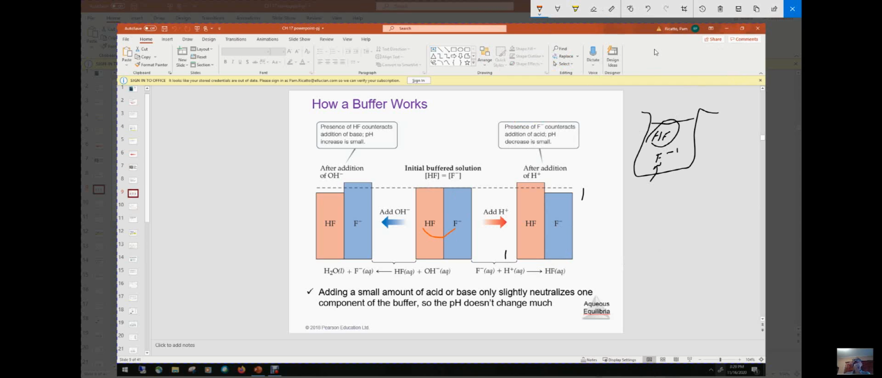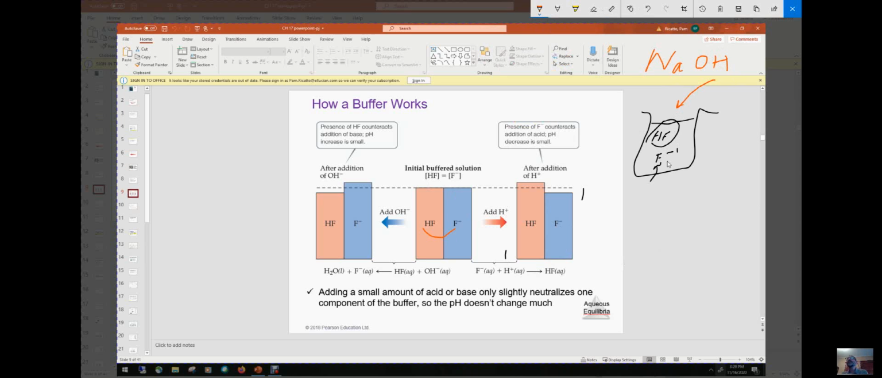Now, all of a sudden, I add a super strong base, sodium hydroxide. Well, it's not the sodium that makes it basic. It's the hydroxide. So I just dumped all this hydroxide into the solution. So Batman and Robin are waiting.